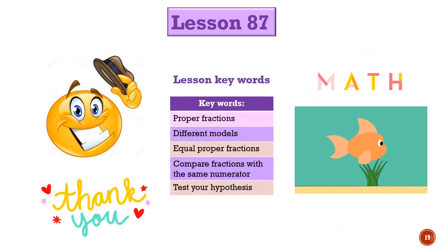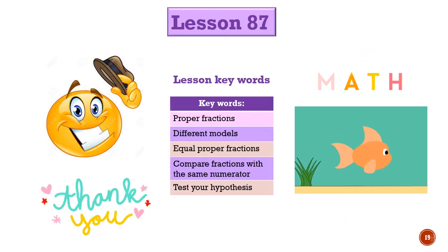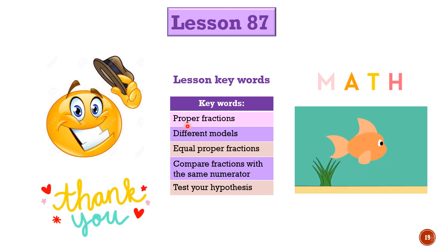Now let's know our keywords of the next lesson, which is 87. Our keywords here: proper fractions, different models, equal proper fractions, comparing proper fractions of the same numerator. Test your hypothesis. Okay, thanks, goodbye.